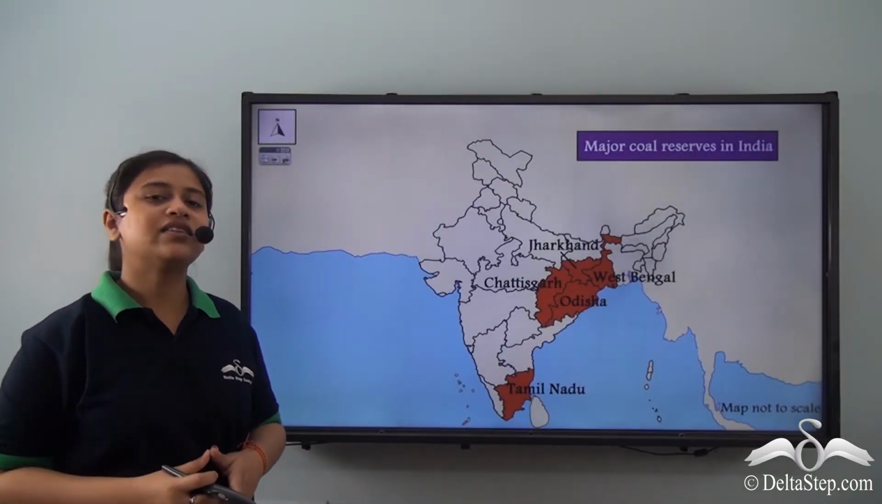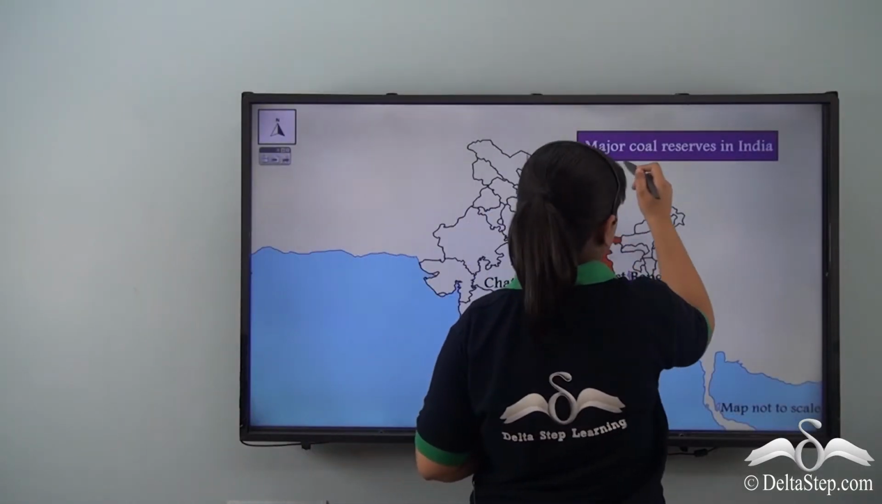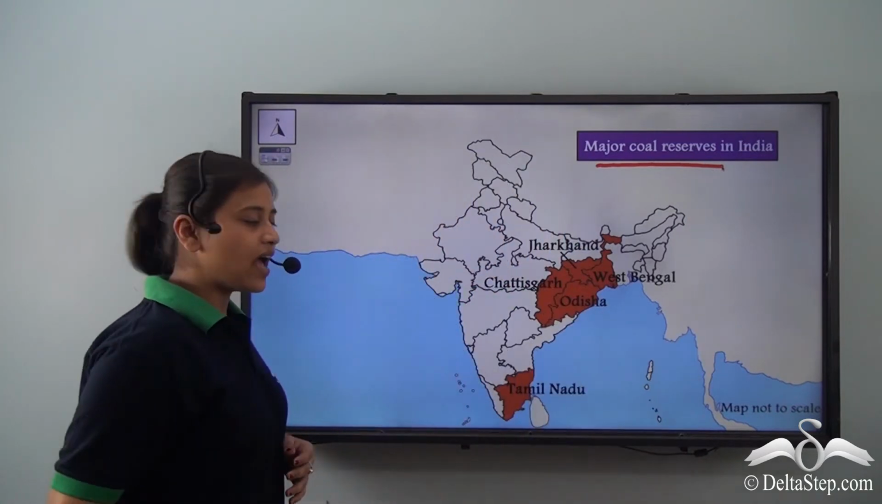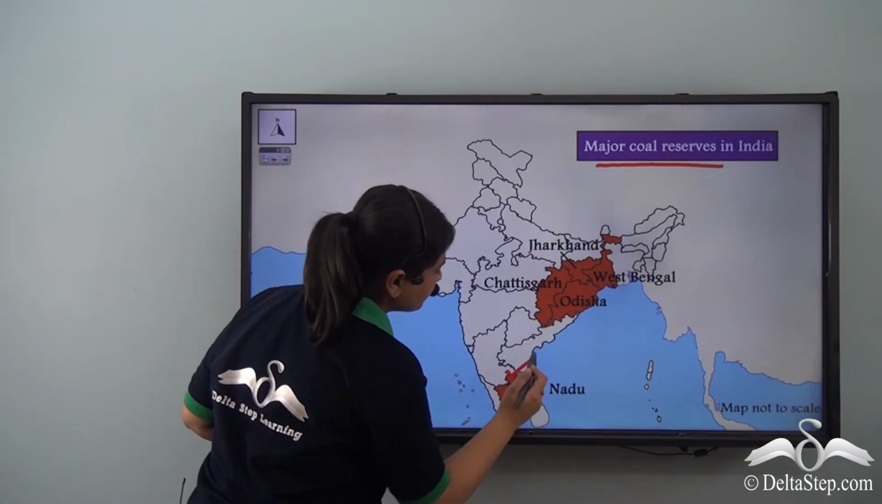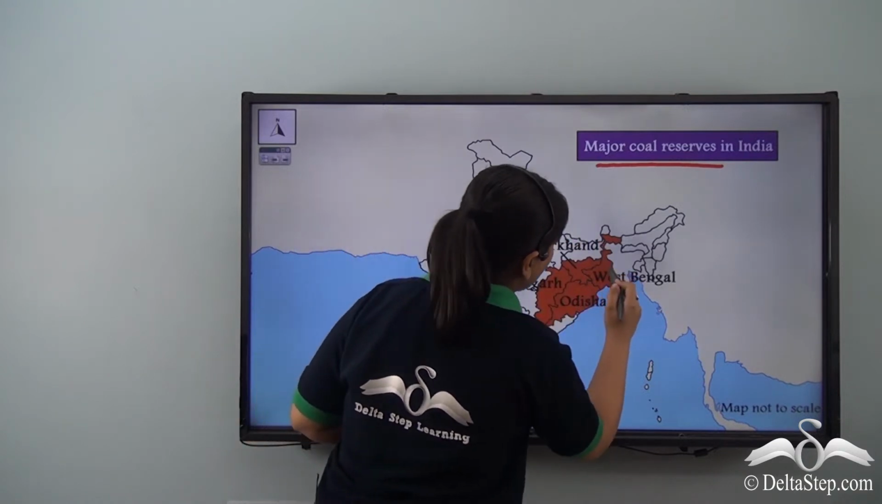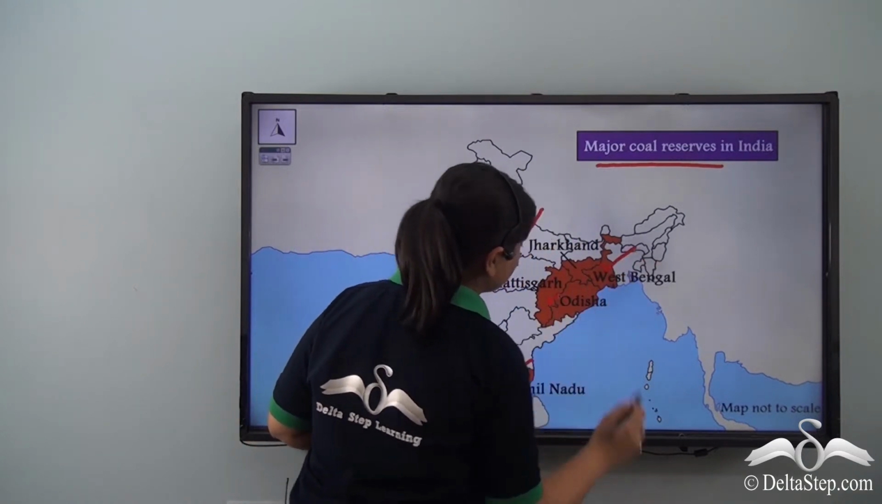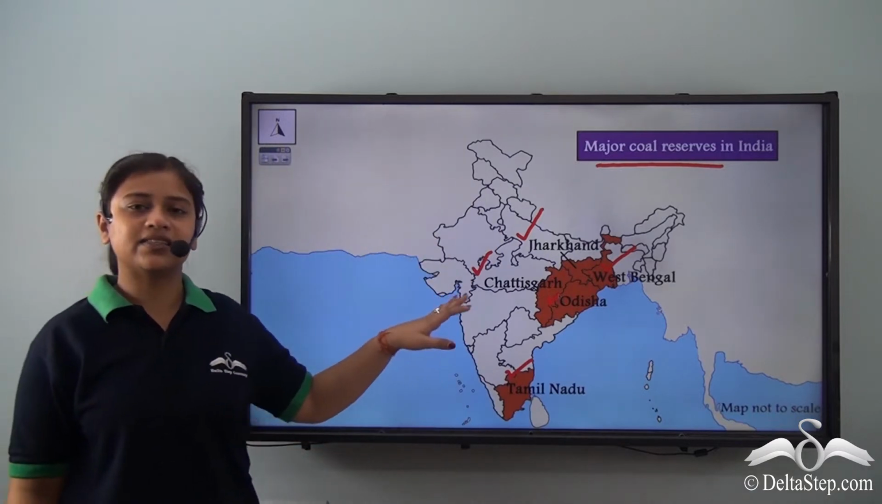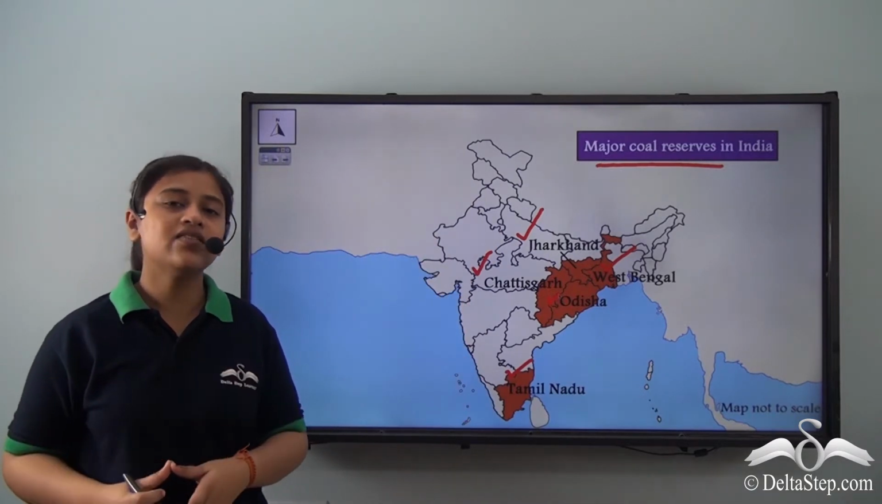So let us point out the major coal reserves in India. And what are these? We have Tamil Nadu, Chhattisgarh, Jharkhand, West Bengal and Odisha. So these are the places with the major coal reserves in India.